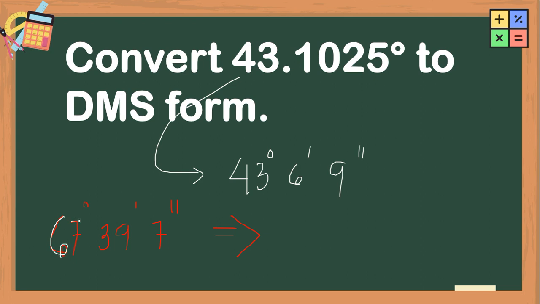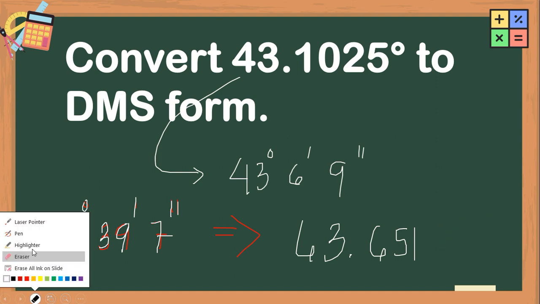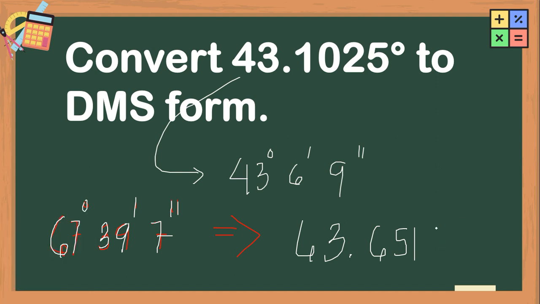67 degrees, 39 minutes, and 7 seconds. Convert it into decimal. Answer? 63.6519 po. 63.6519. Ano ba talaga? 6519 degrees or 63.6514. Check ko ha kung anong tama dyan.